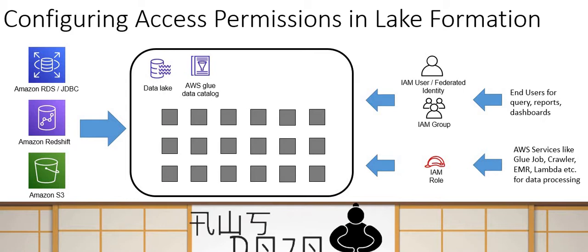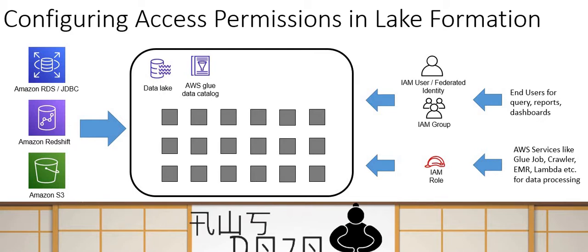So this is how access permission works inside a data lake: you have your data catalog defined, and then you provide access control to your IAM users, federated users, IAM groups or IAM roles, and these principals then access data for their own purpose.